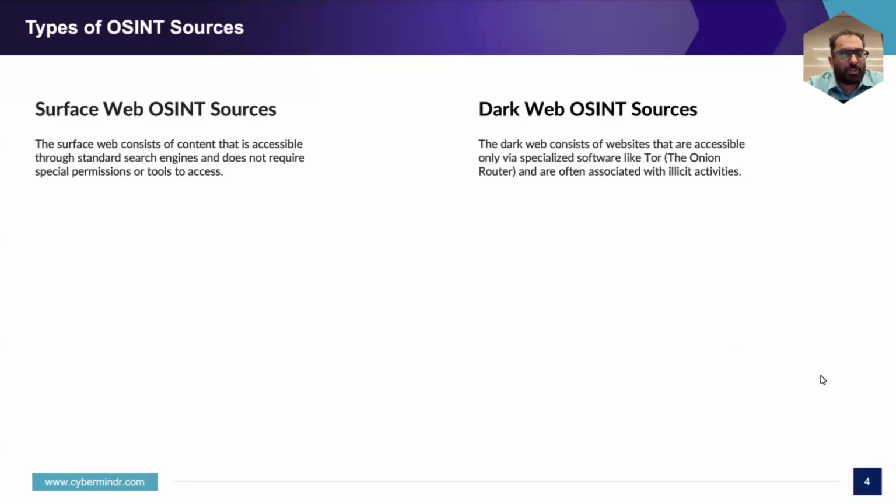The first is the surface web. The surface web is all about searching for data within Google, Bing, or any other search engine. You search about any company and its addresses, funding information, who their CTO is, who the CEO is, all kinds of things. Any data available on the internet and publicly accessible is called a surface web OSINT source.